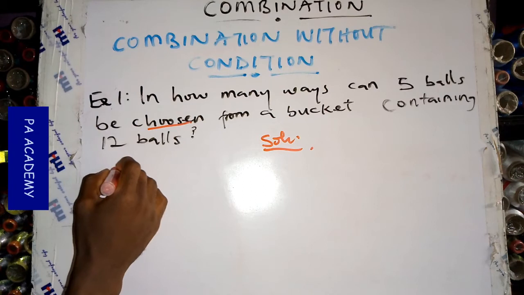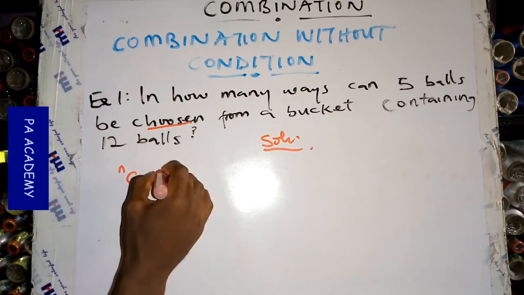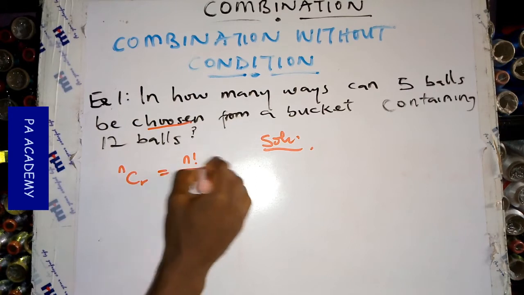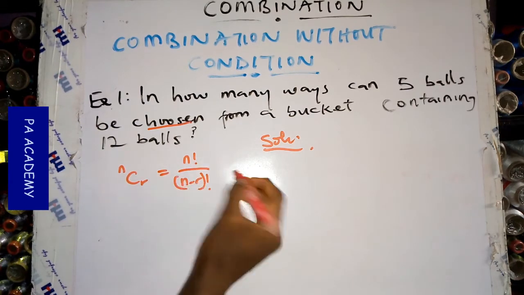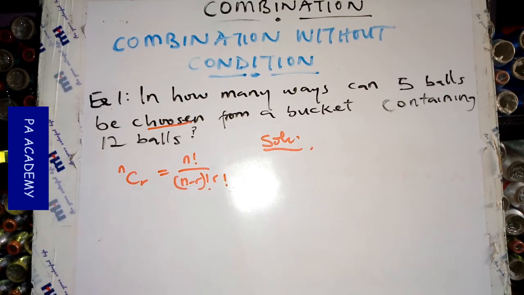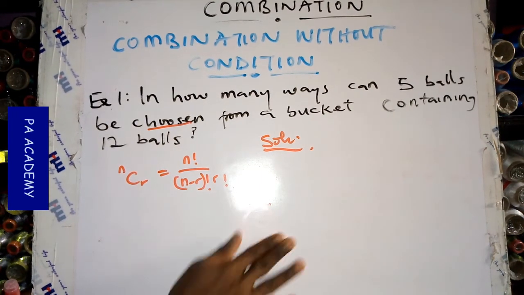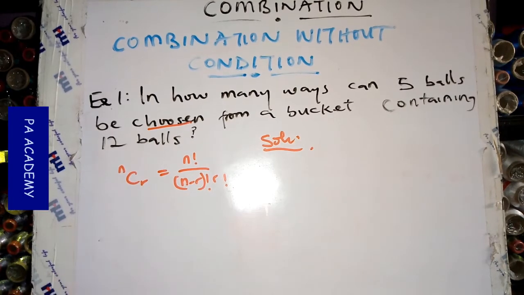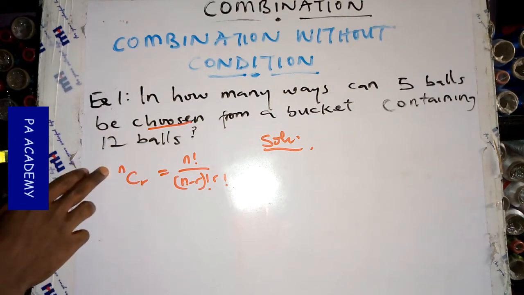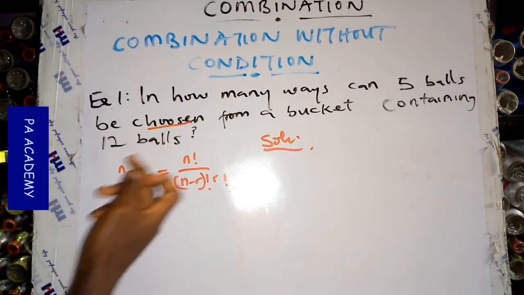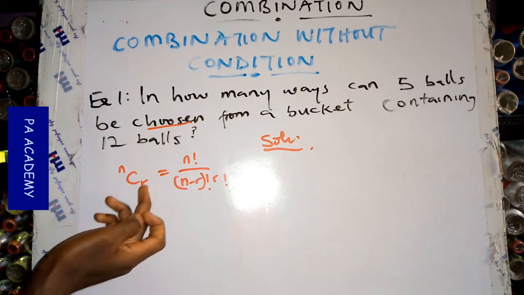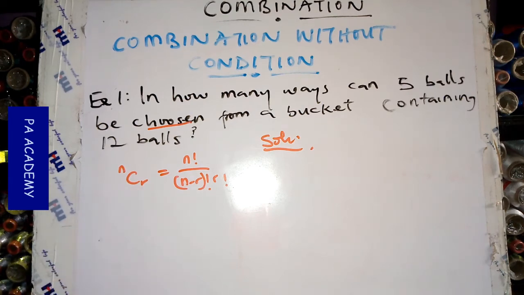the formula you apply is n combination r is equal to n factorial over n minus r factorial multiplied by r factorial. Now if you are not familiar with this symbol factorial, you can check part 1 of this video. I explained what they mean by factorial in detail. So this is the formula we apply when we are dealing with combination without condition. Now n represents the total number of objects in the set, while r represents the total number of objects to be chosen or selected. I've also talked about this in the previous part of this video.